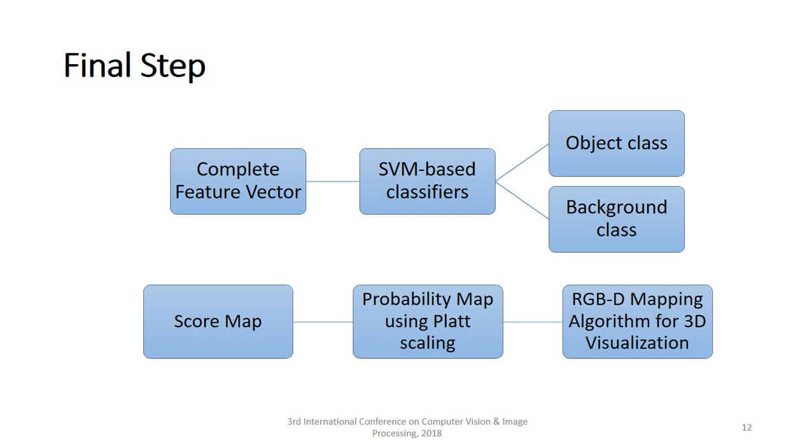So this is the final step. After creating the complete feature vector, we will feed them into our SVM based model, which will be scoring, predicting if a certain point or pixel is object or background. So after all these scorings, we will be creating a probability map out of the scores using Platt scaling, and then using the RGBD mapping algorithm we will be creating a 3D visualization of this entire scene of the video.